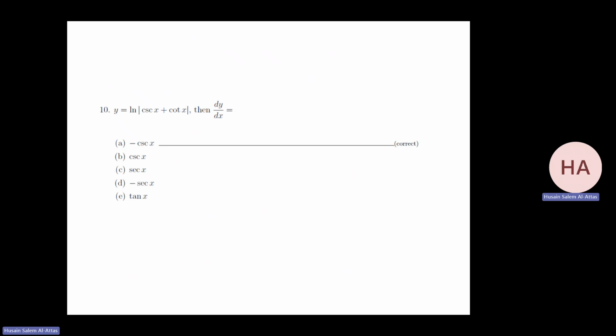Ln of cosecant x plus cotan x. Okay, what will be y prime? This is cosecant x plus cotan x. As you notice, these are just formulas. So you need to be sure about the formulas and you apply them correctly. Derivative of cosecant, which is minus cosecant cotan. Derivative of cotan, which is minus cosecant square x.